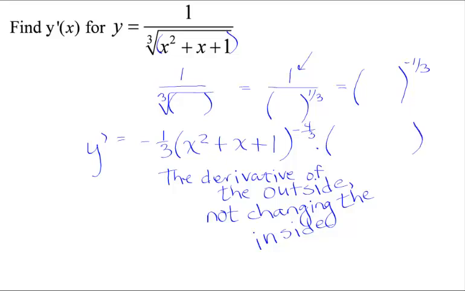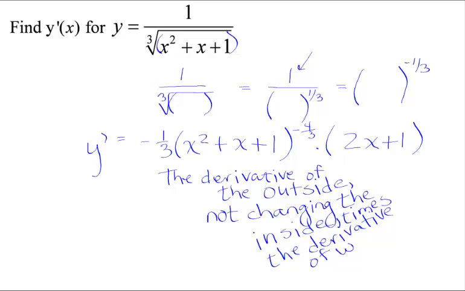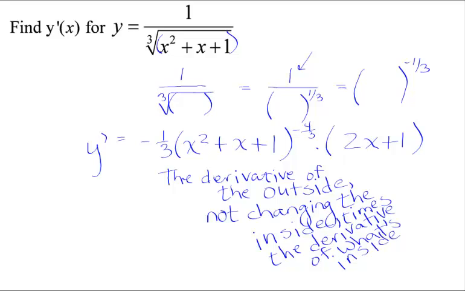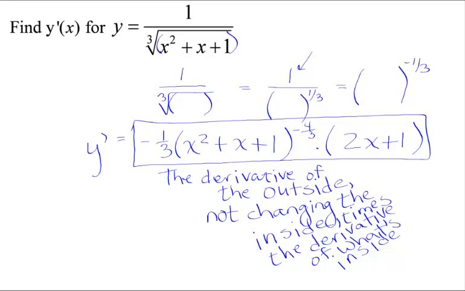Times the derivative of what's inside. The derivative of what's inside is 2x plus 1. So times the derivative of what's inside. There we have it. The derivative of the outside, not changing the inside, times the derivative of what's inside. And that is the derivative of y.